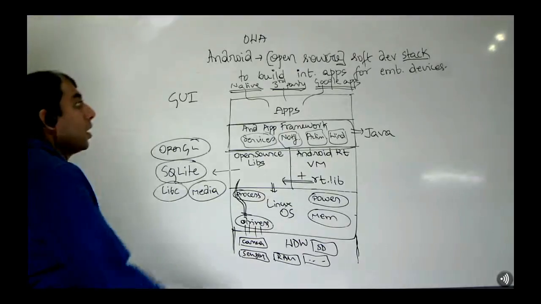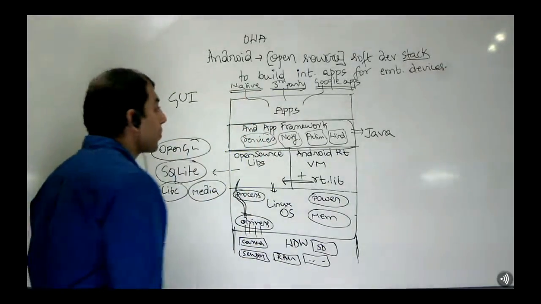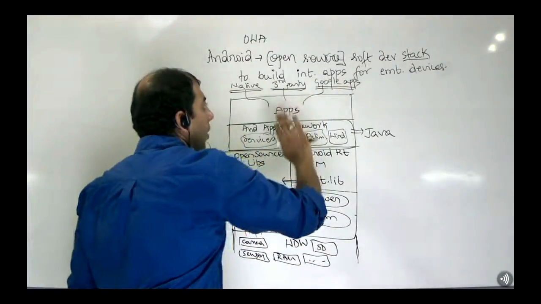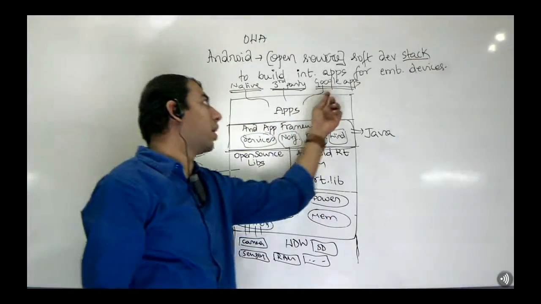It's not simple. It cannot be done directly with Java. You have to build something called a native app for it. Bottom line, native apps can be built directly on C, C++. Third-party apps and Google apps are there. That means already pre-packaged apps are implemented in the Android ecosystem.